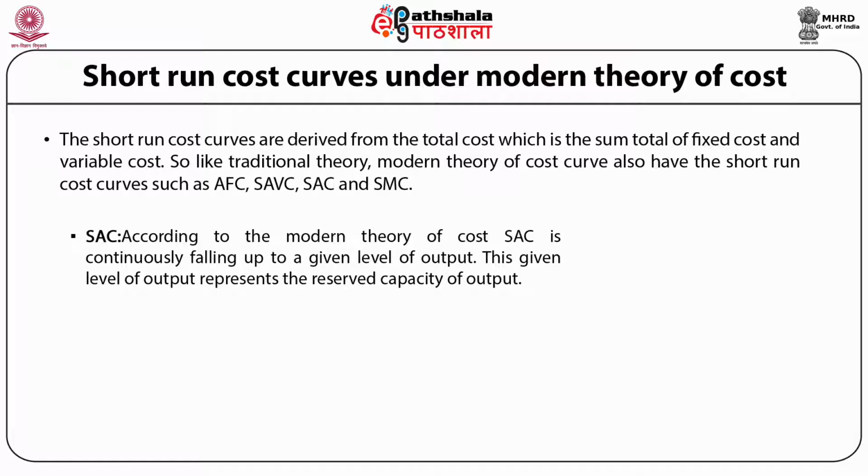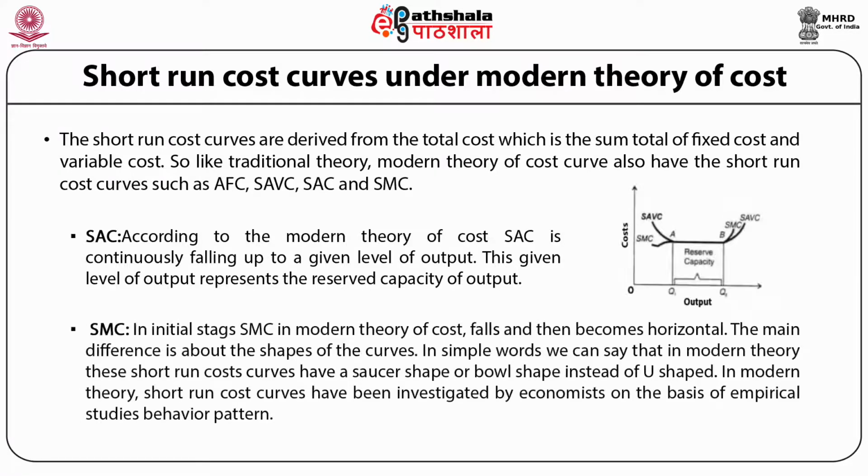According to the modern theory of cost, SAC is continuously falling up to a given level of output. This given level of output represents the reserve capacity of output. SMC: in initial stages, SMC in modern theory of cost falls and then becomes horizontal. The main difference is about the shapes of the curves.